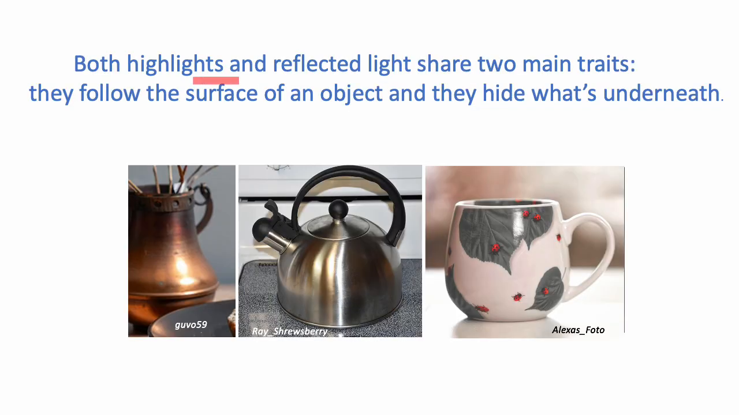Both highlights and reflected light have two main traits that they share. They both follow the surface of the object and they hide what's underneath. So here's a highlight and it follows the curve of the form, and it's maximum where the light is perpendicular to the surface.